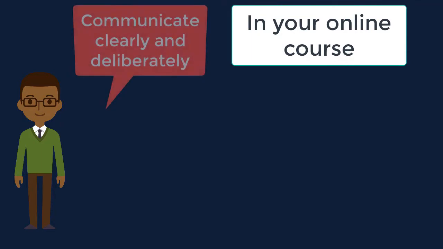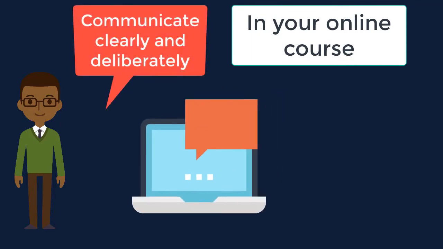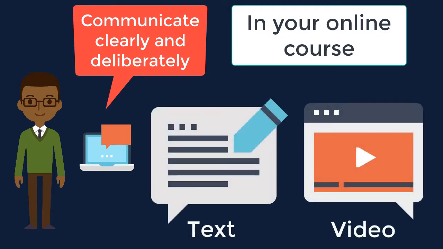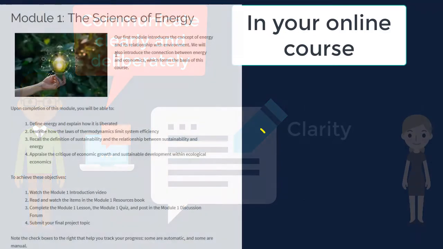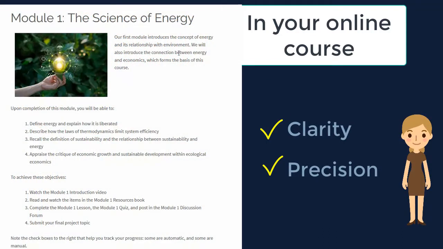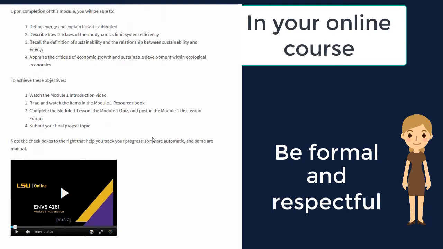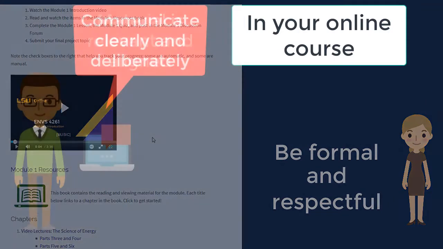Next, communicate clearly and deliberately. Because you are not in the same room as your students, your discourse in an online environment is through text and video. Clarity and precision is important for guiding students through the material when you are not there. You should also be aware of how students may be interpreting your tone. When you communicate through text, try not to leave room for misinterpretation. Use formal and respectful language, but show personality to make students feel more comfortable.